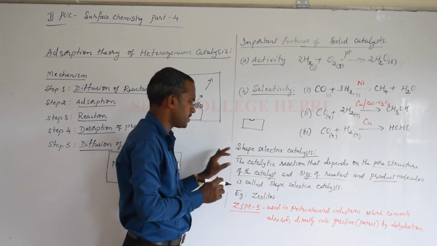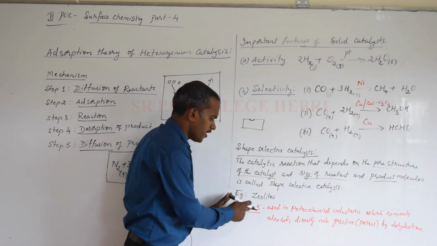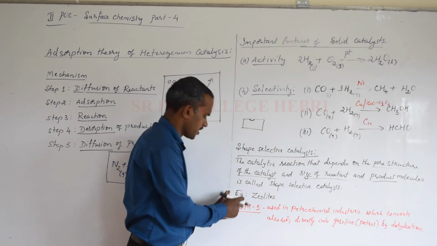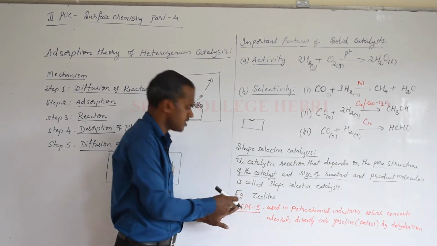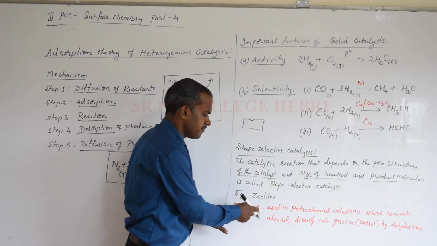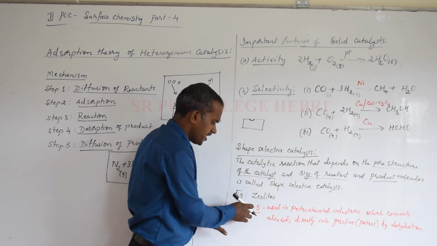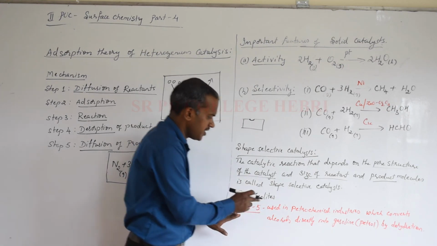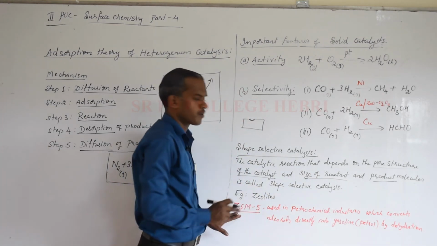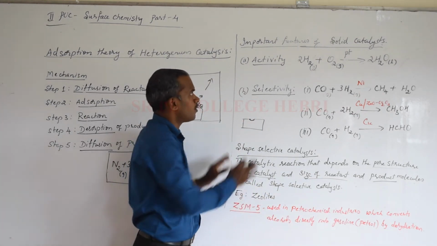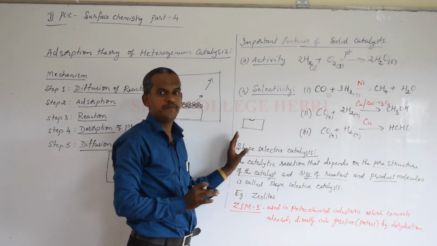Usually the question asked is: what is shape selective catalysis, or give an example for a shape selective catalyst. You can remember ZSM5, or sometimes a next-level question can be asked: what is the role of ZSM5 in the petrochemical industry? What I told you already, ZSM5 is one of the zeolites. It converts alcohols directly into gasoline in the petrochemical industries. Okay, so this is about the features of solid catalyst and shape selective catalysis.